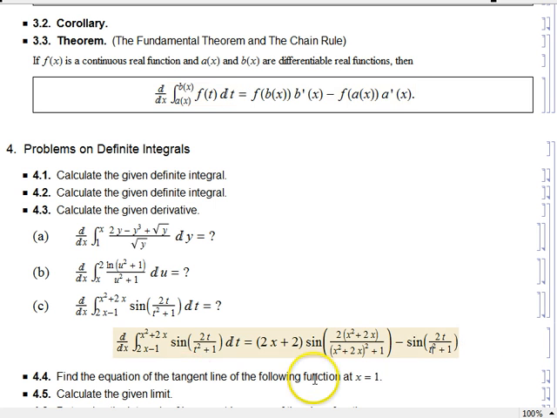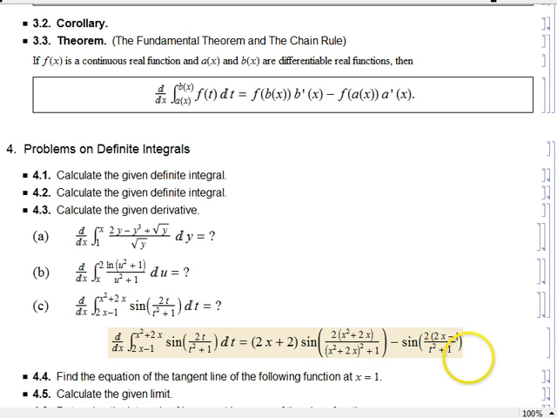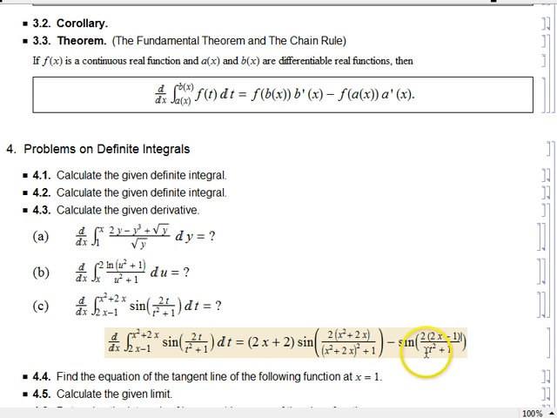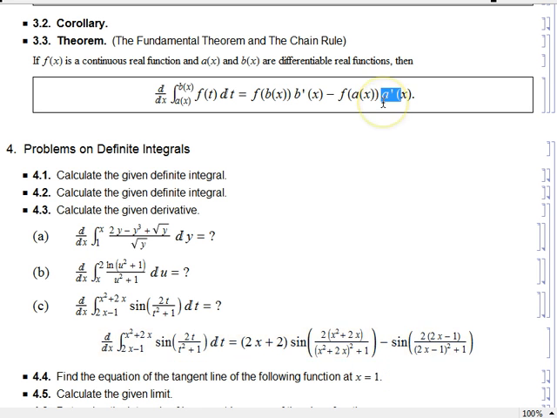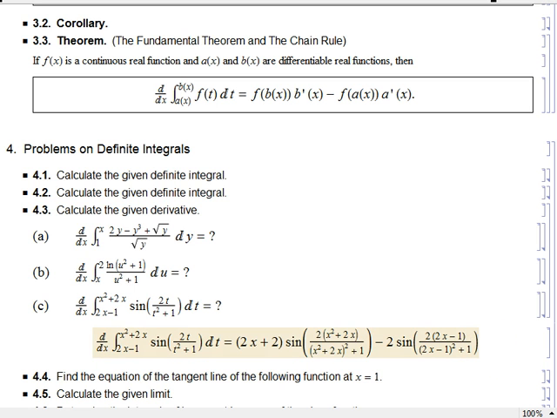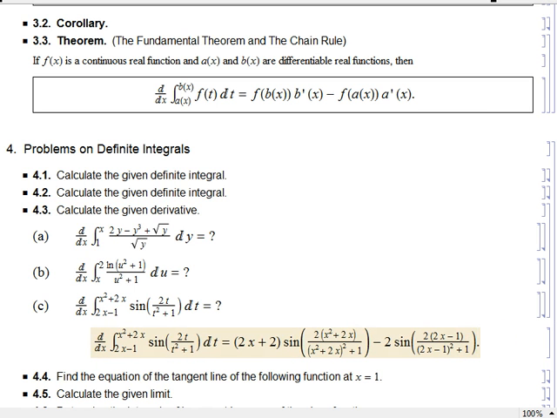Let's move on to the next one. A of x is 2x minus 1, so that's what I have to plug in place of t, both numerator and denominator. I'm not done yet. I have to multiply by a prime by the chain rule. So what is the derivative of 2x minus 1? That's just 2. So here goes the derivative of an integral.